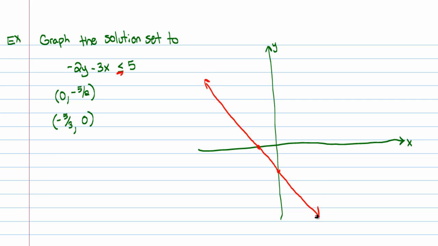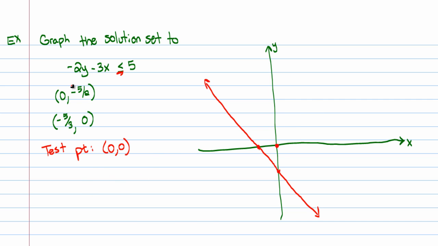And again, what I'm going to do is pick a test point to see which side of the world gets shaded. So let's let our test point be 0, 0 again, because 0, 0 is not on our line, so it's a very convenient point to pick. If your line did happen to go through 0, 0, you could pick any other point that's not on the line, but like I said, 0, 0 is very easy.